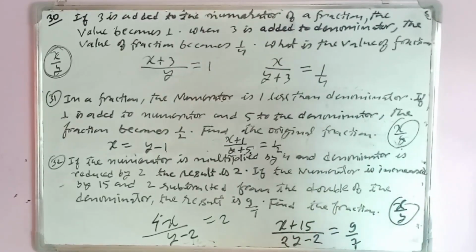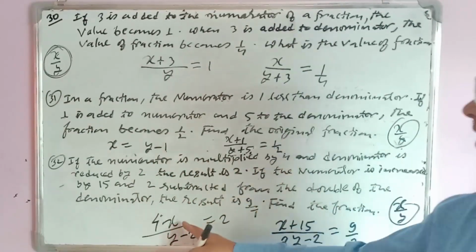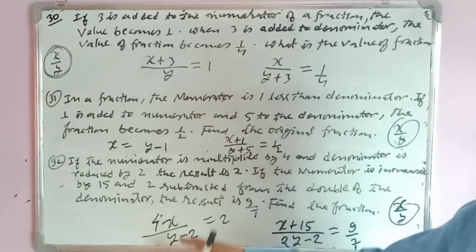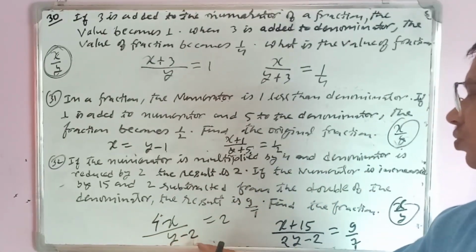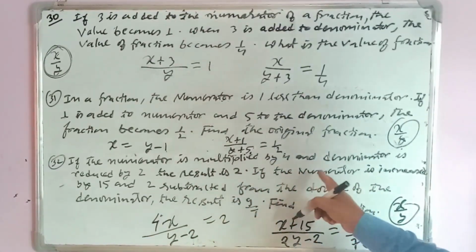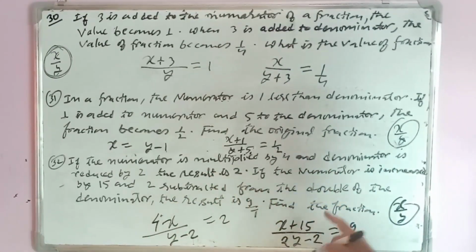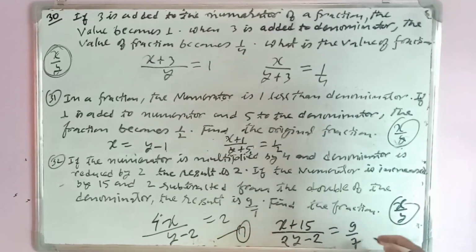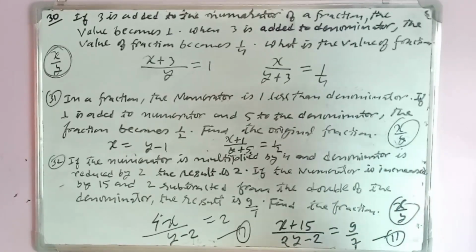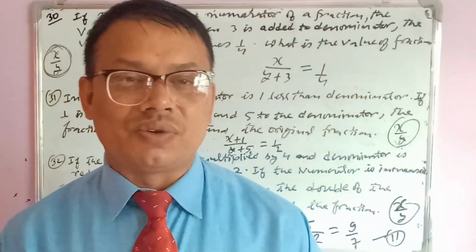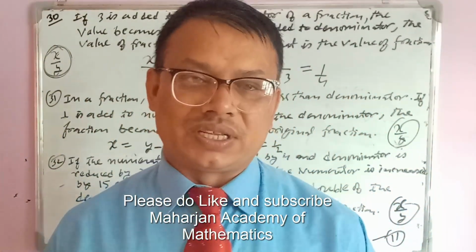Once again, this equation: the numerator is multiplied by 4, numerator is x multiplied by 4, the denominator is reduced by 2, denominator is y, reduced means minus 2, result is 2. Case 2: if the numerator is increased by 15, so x plus 15, and 2 subtracted from the double of the denominator, denominator is y, double means 2y, 2 subtracted is minus 2, equal to 9 by 7. Cross multiply, equation 2. Solve equation 1 and equation 2, you will get the values of x and y, and put them in the original fraction x by y. I believe you understand today's logical questions.